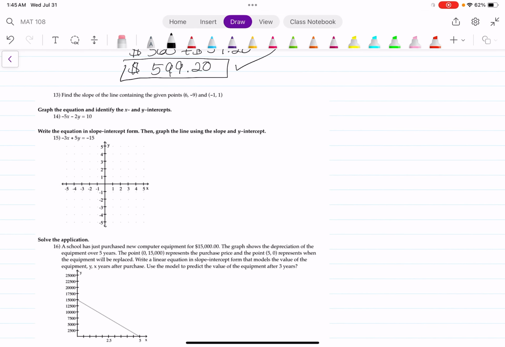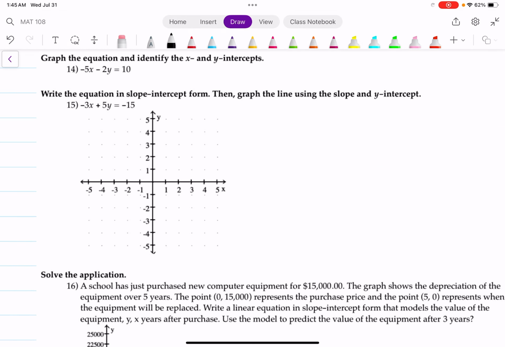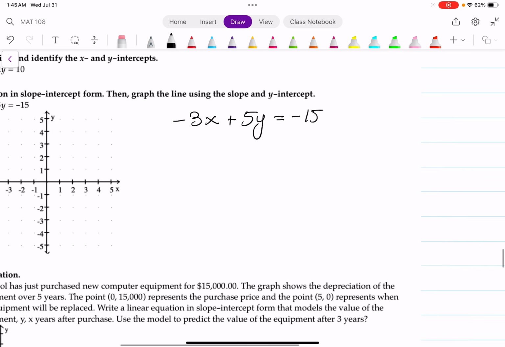For number 15, I'm doing it on the graph. So 15 is going to be done up here. Write the equation in slope-intercept form, then graph the line using the slope and the intercept. So basically, you want to solve for y, because when you solve for y, you can then find the slope and the intercept.